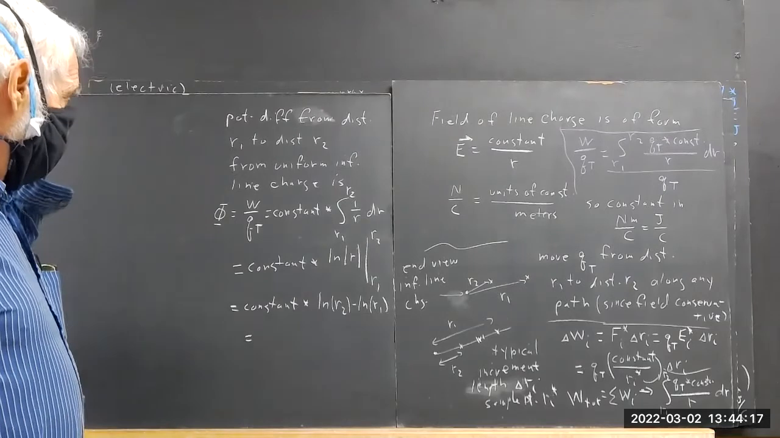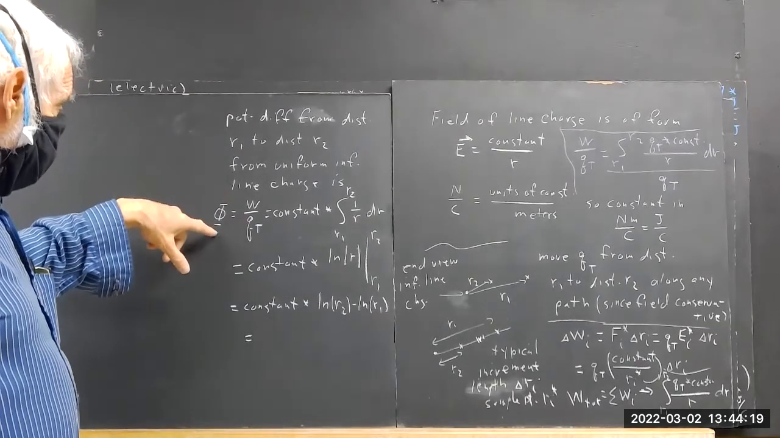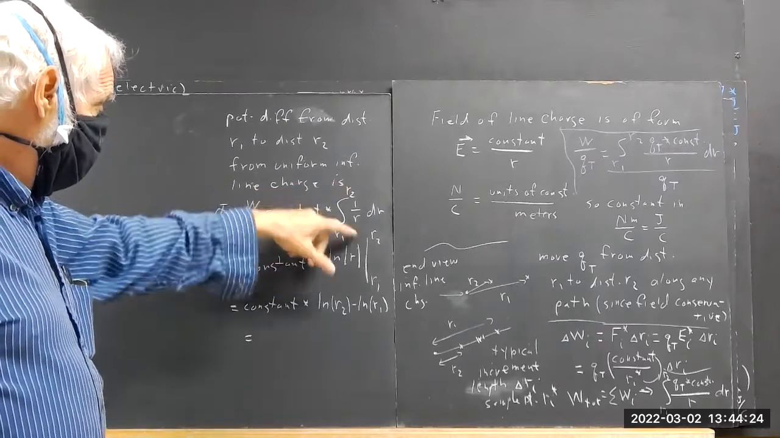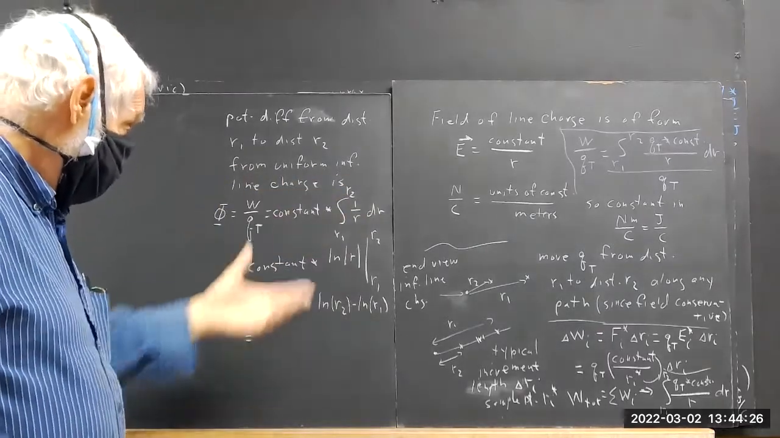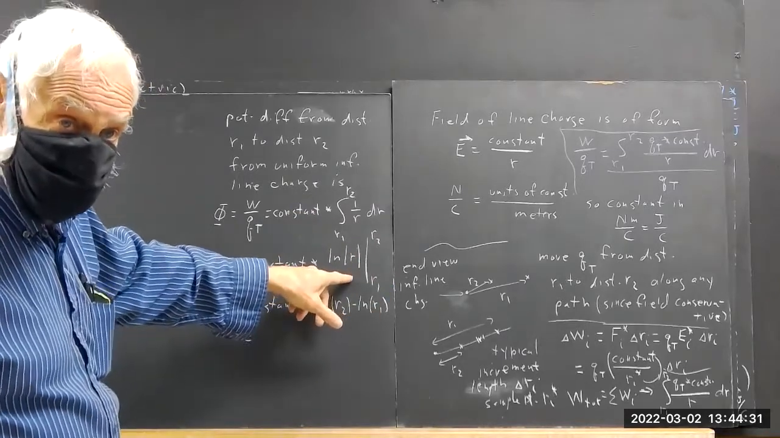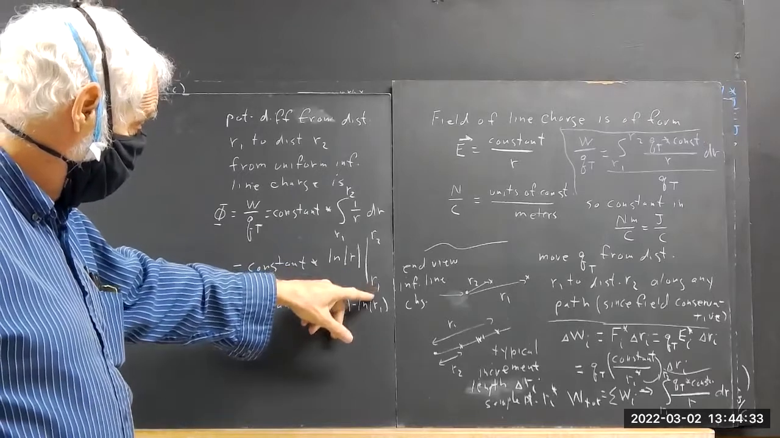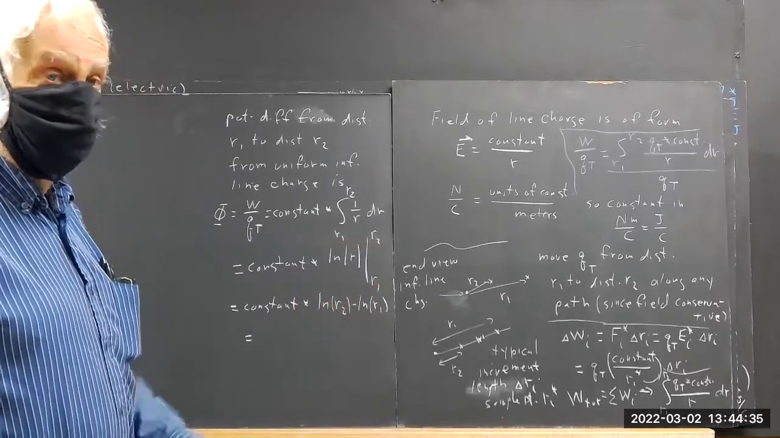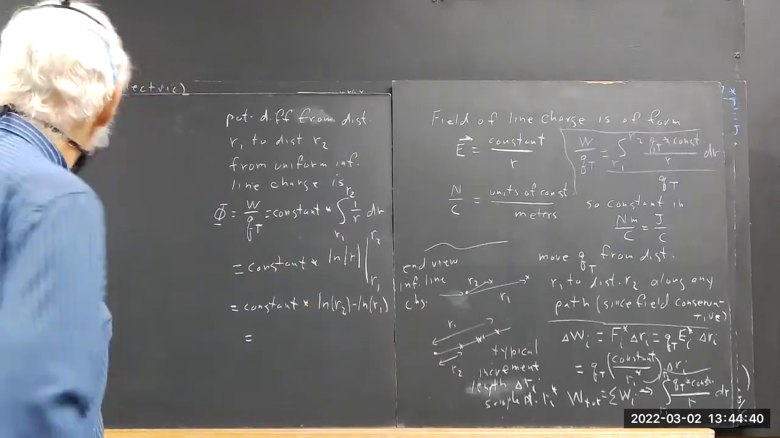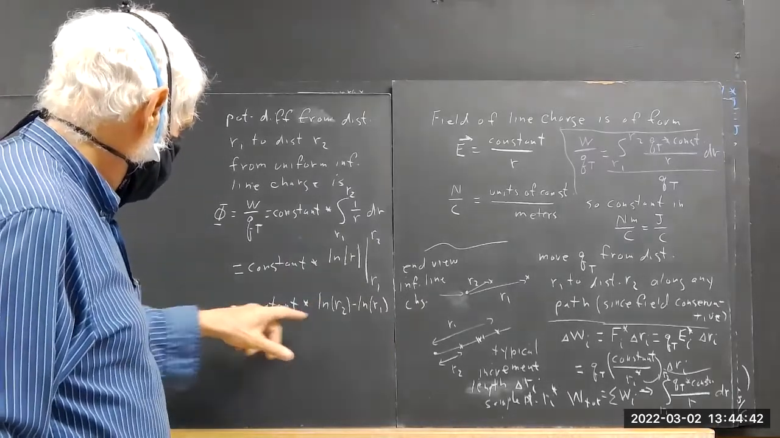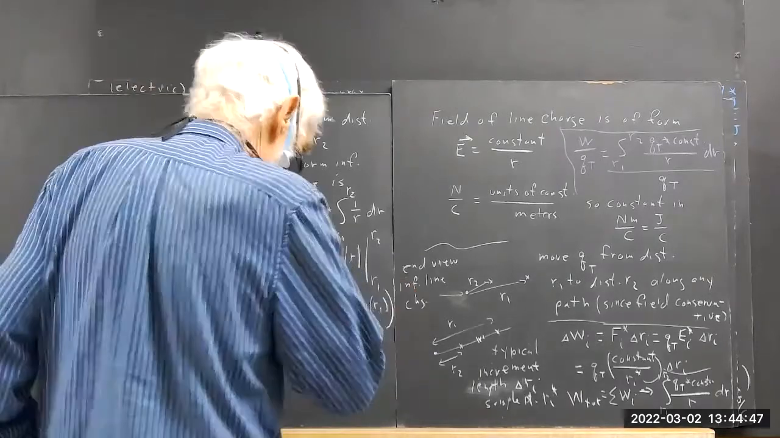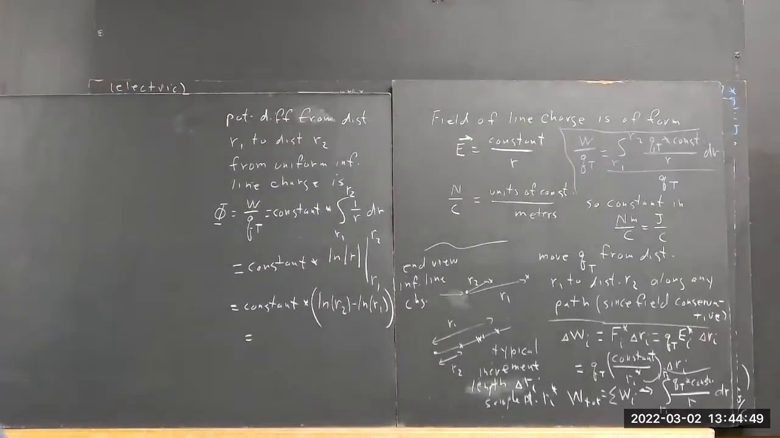That's your potential. The integral of 1 over R, Brett told me it's natural log of R, that's good. Natural log of the absolute value of R, so you've got to be careful about that, except you don't, because R1 and R2 are both positive, so the absolute value makes no difference. You get a constant times natural log of R2 minus natural log of R1, which I should have put into parentheses, right?